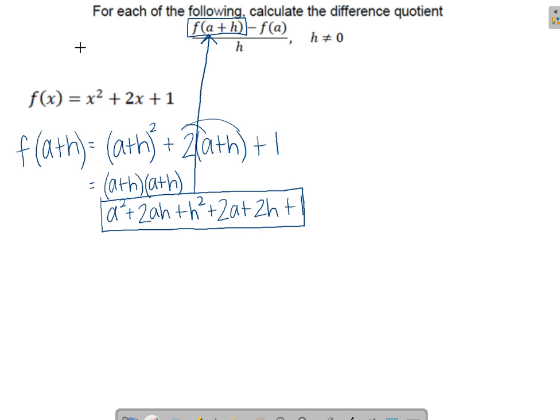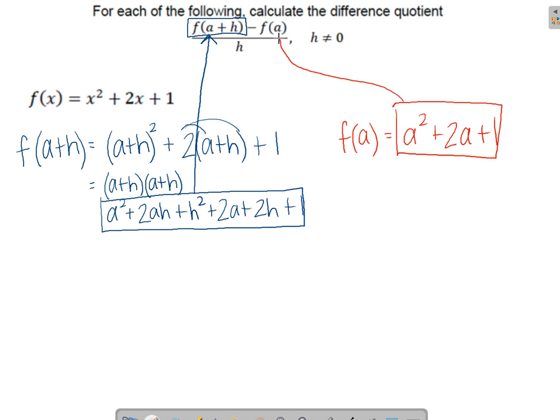Let's also find f of a, because we also need that in the difference quotient. If I plug in a, I'm going to get a squared plus 2a plus 1. So this quantity will go in for f of a here.